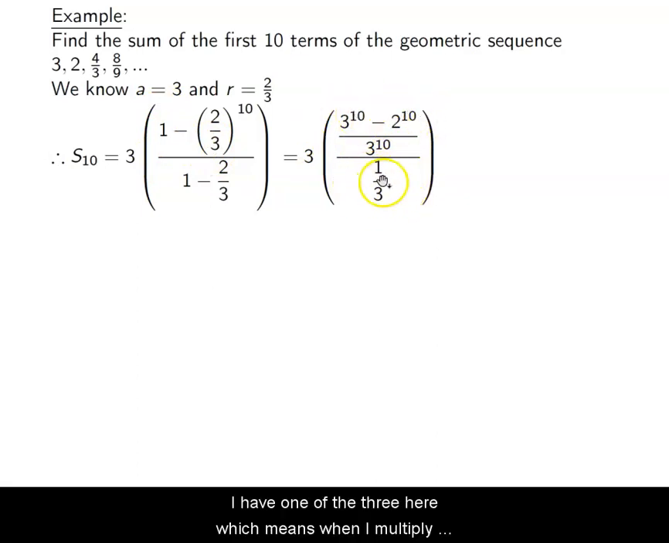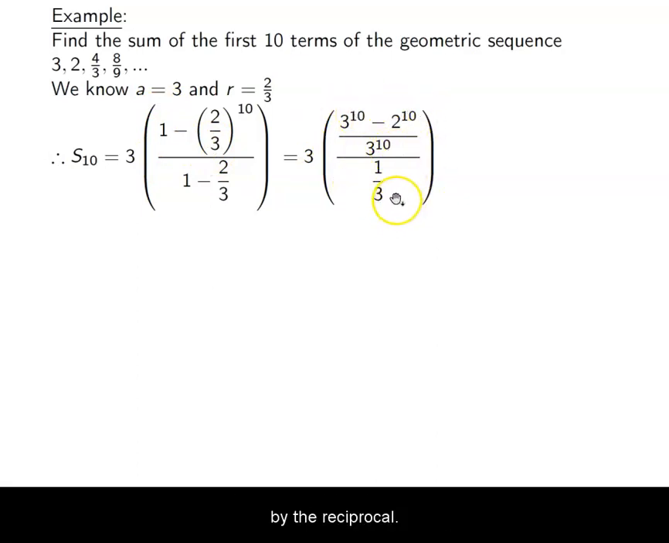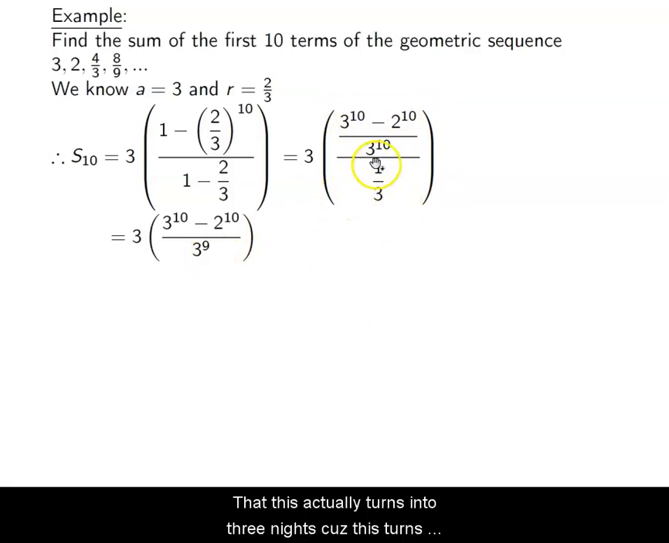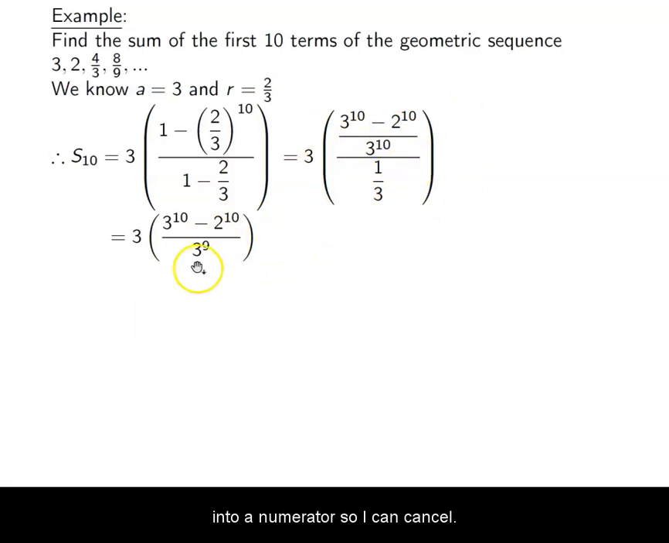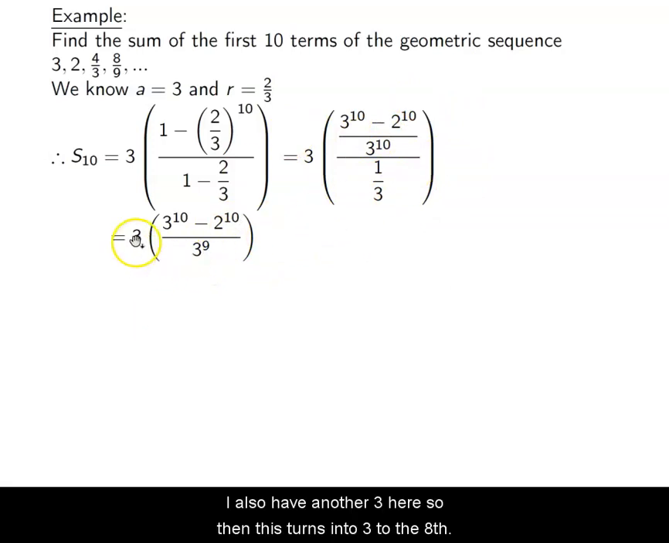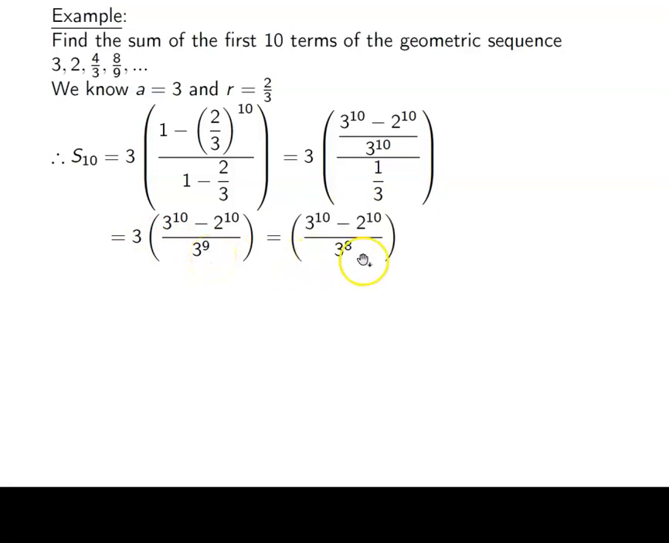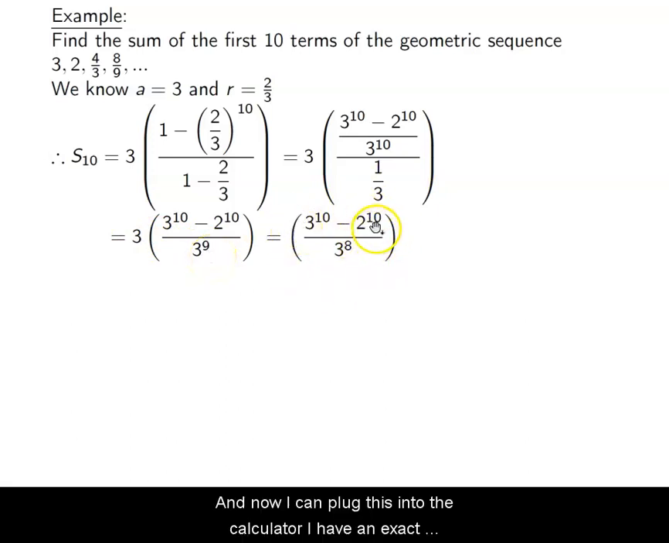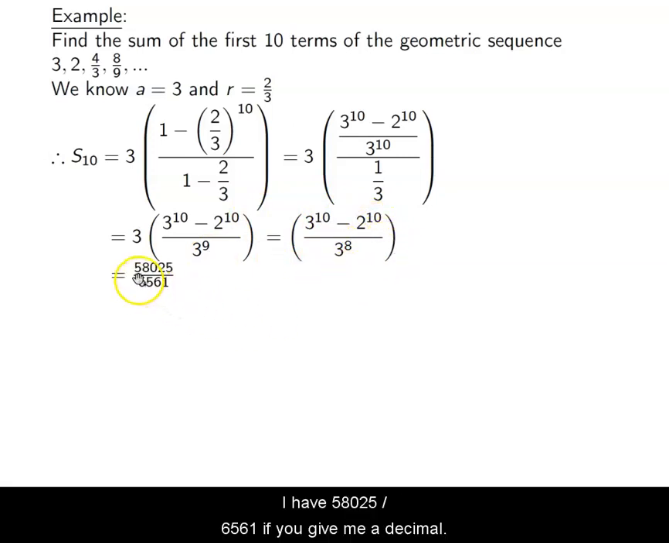I have 1 over 3 here, which means when I multiply by the reciprocal, that this actually turns into 3 to the 9th, because this turns into a numerator, so I can cancel that. I also have another 3 here, so then this turns into 3 to the 8th, right? And now I can plug this into the calculator. I have an exact value for my numerator and an exact value for my denominator. So I have 58025 over 6561.